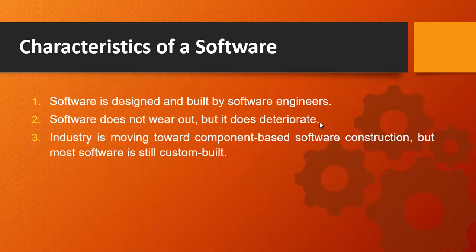A software has three characteristics. First, a software is designed and built by software engineers. This does not mean that the software engineer is the only one who is designing and building the software. He has a group of people working as a team in order for them to achieve their goal.